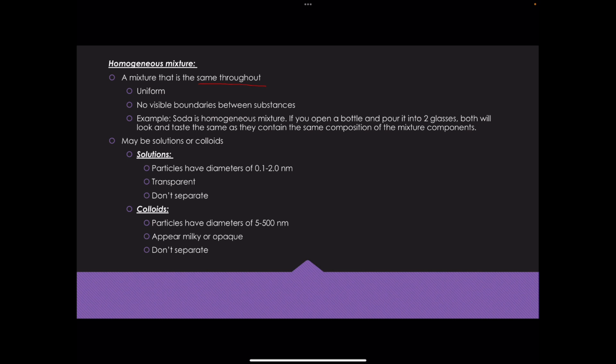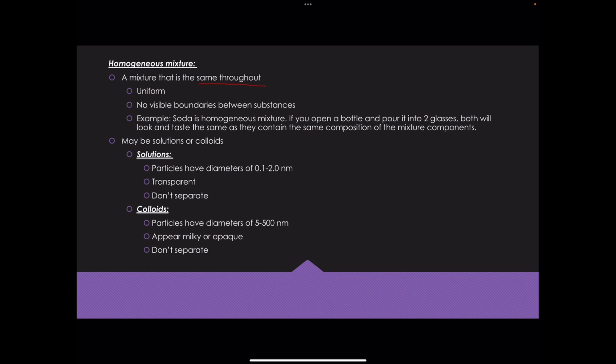An example I tend to like to use is to think about a soda, because most people are going to be familiar with soda. Soda is a homogeneous mixture. If you open a bottle and you pour it into two different glasses, both are going to look the same, they're going to taste the same, because they're going to have the same composition of the mixture spread throughout that entire container of soda. So any homogeneous mixture is going to be that way. It's going to be the same throughout. The components are evenly dispersed throughout the mixture.